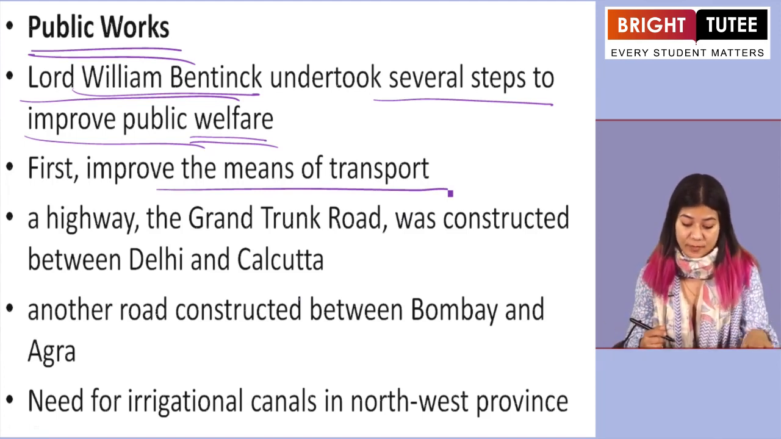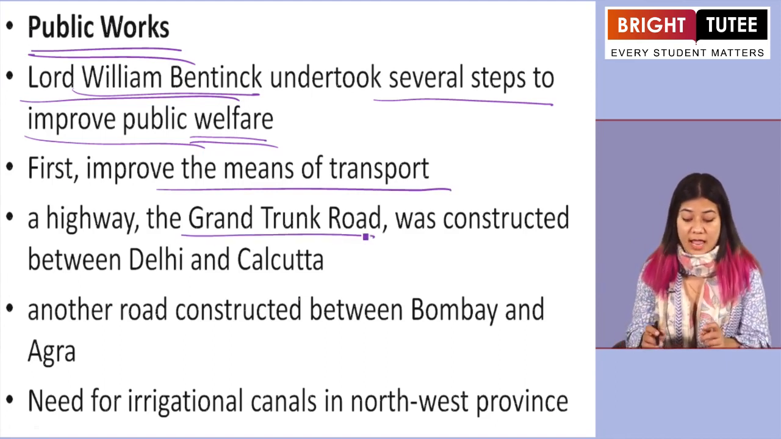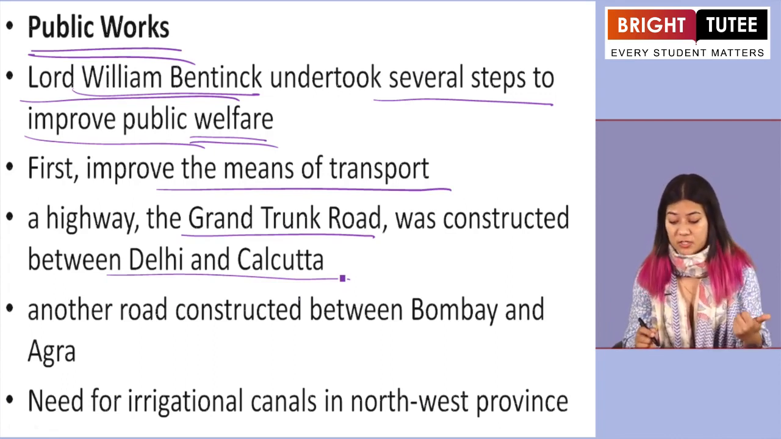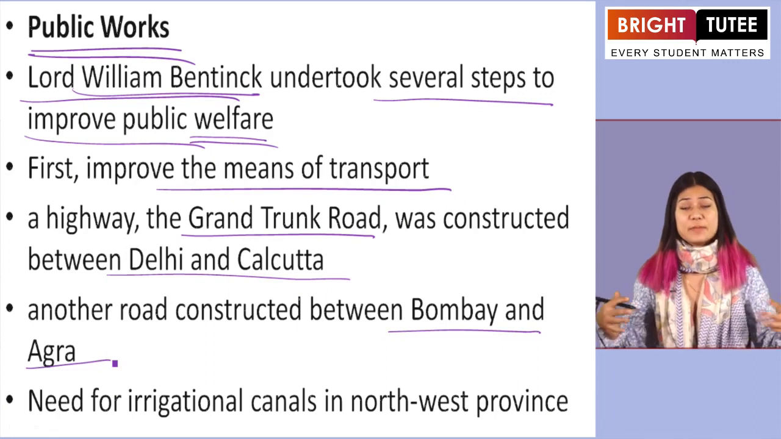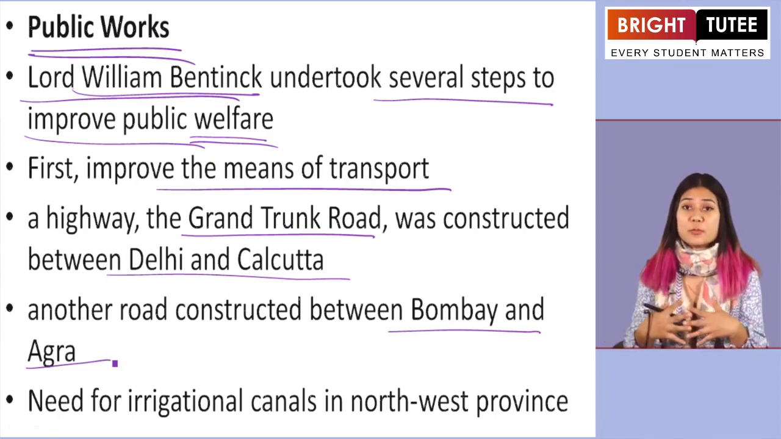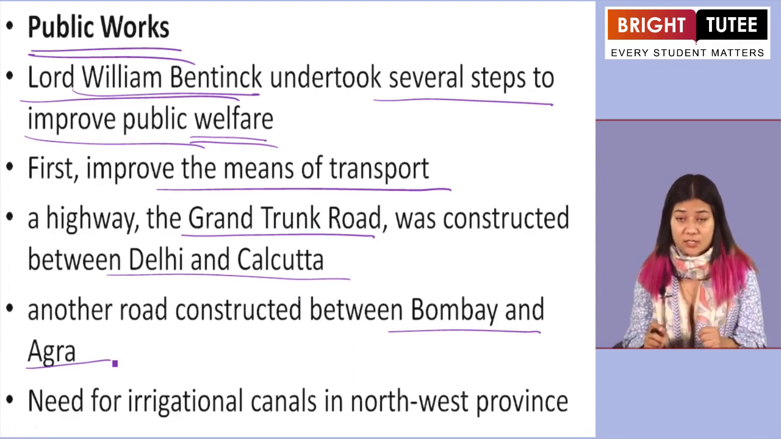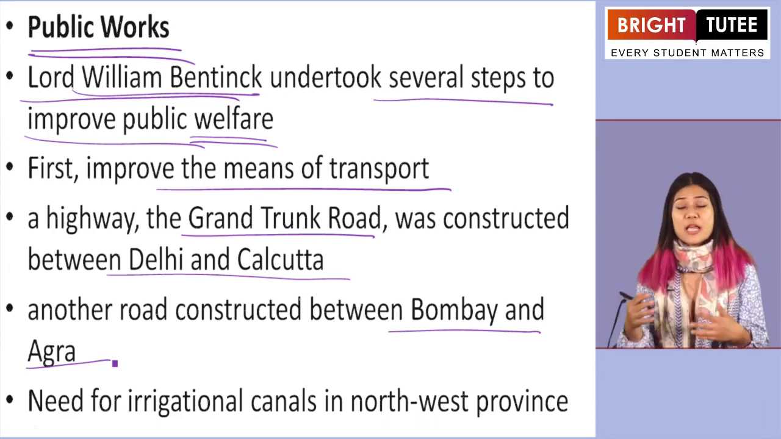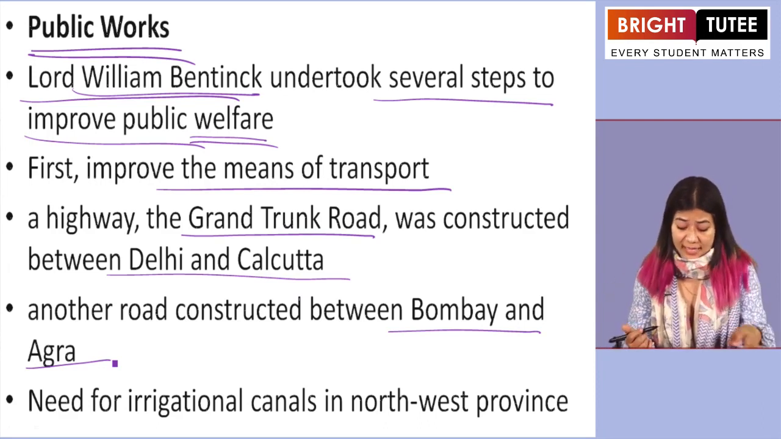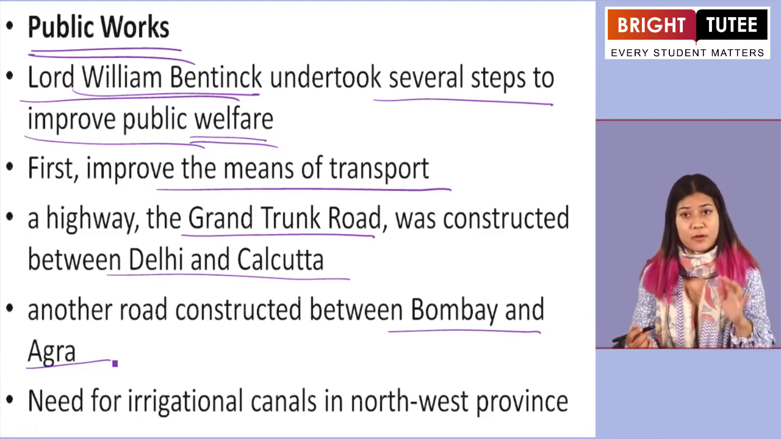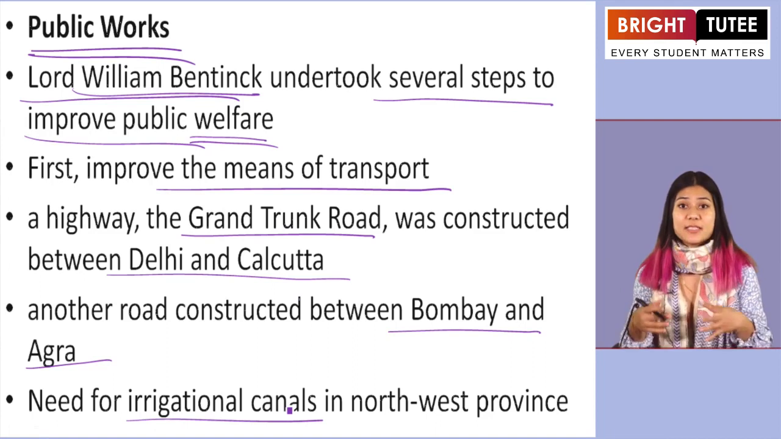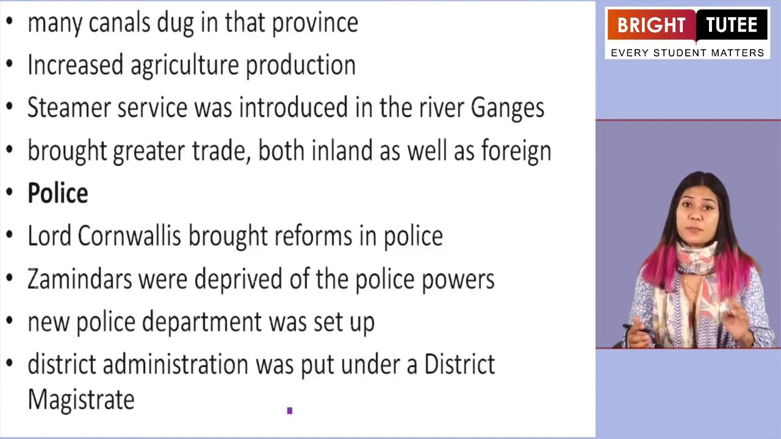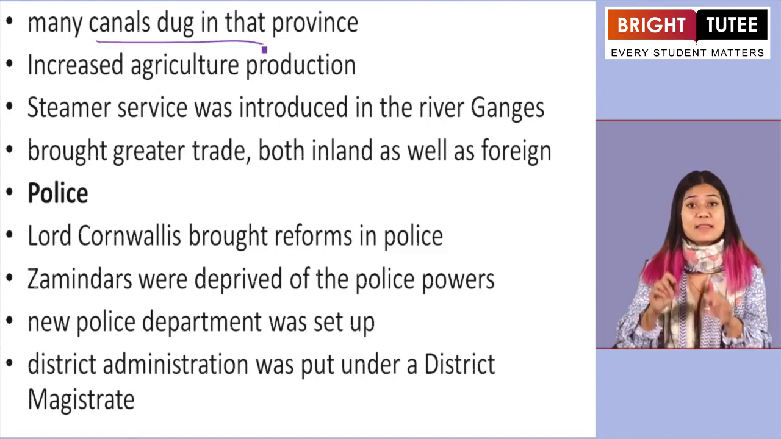So he built a highway called the Grand Trunk Road, which connected Delhi and Calcutta. Other roads were constructed between Bombay and Agra. He built roads for better communication, for better movement from one place to another. Such movement also helps in the transportation of people and goods. And in the northwest province of India, there was also a need for irrigation canals, canals which brought water used for agriculture. Lord Bentinck built many canals in that province.